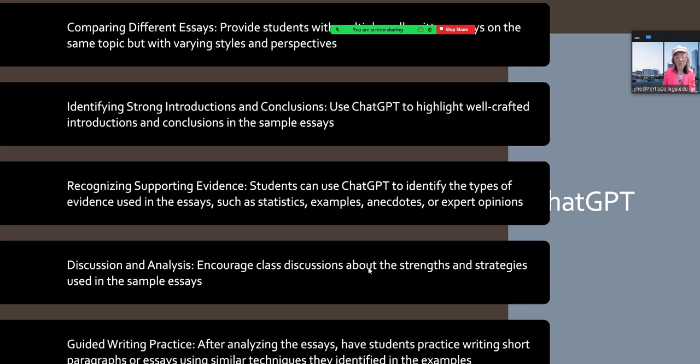Students can use ChatGPT to identify the different types of evidence used in the essay, such as statistics, examples, anecdotes, or expert opinions. Encourage class discussions about the strengths and strategies used in the sample essays. After analyzing the essays, have students practice writing short paragraphs or essays using similar techniques they identified in the ChatGPT examples.